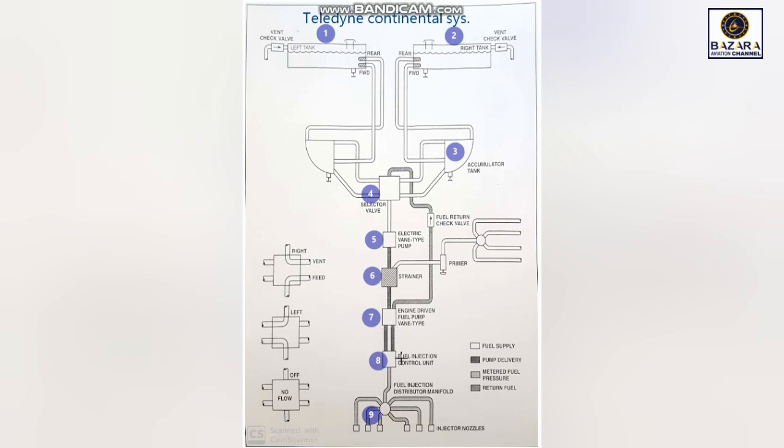In this component, the fuel injection control unit, the excess fuel that the engine doesn't need will go back to the engine driven pump, and from the engine driven pump it will go to the selector valve, and from the selector valve to the accumulator tanks. When this fuel goes back to the selector valve and the accumulator tank, it has vapor. This vapor will go to the wing tank and be vented.